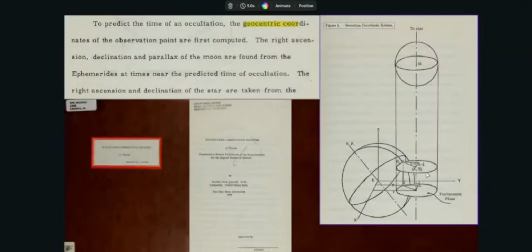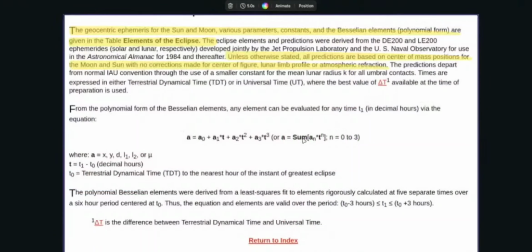I'll be for realsies with you guys. This one doesn't make a whole lot of sense to me, but fundamental plane, observer here, that's the important part.